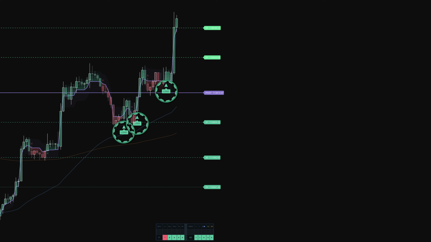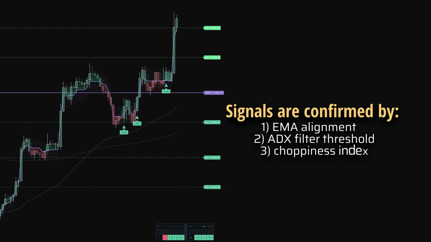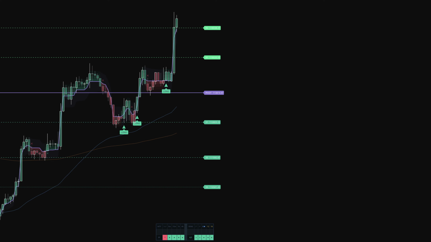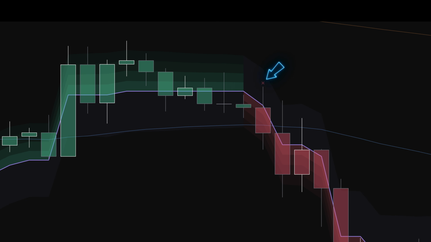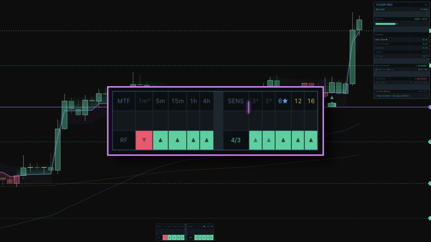That signal then passes through 3 separate gates before reaching the chart: an EMA alignment check, an ADX filter requiring trend strength above a set threshold, and a choppiness index filter that blocks signals when the market is range-bound. A cool-down period prevents repeated signals within a set number of bars. Signals that fail any gate are shown as small crosses rather than full labels, giving visibility into what is being filtered out.